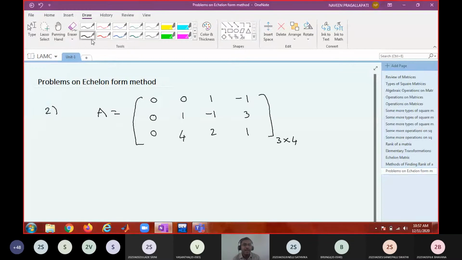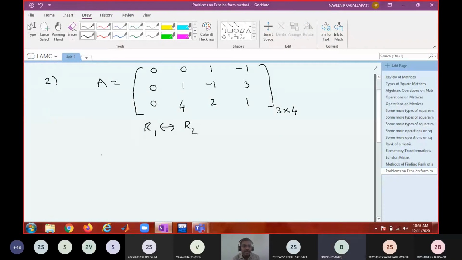So what is your first operation now? Interchange R1 with R2, in order to have a pivot entry. Okay, so this is going to be 0, 1, minus 1, 3, 0, 0, 1, minus 1, 0, 4, 2, 1. Is that okay? Now what is your pivot element?